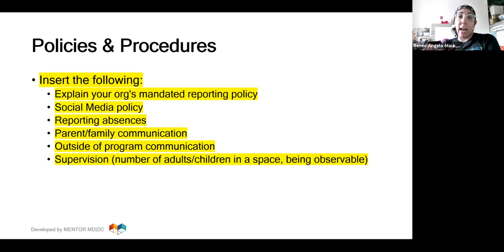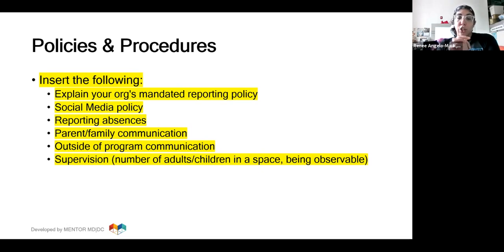Social media policy, again, with photos and releases, being sure that that's clear on both ends for kids and families and for mentors as well. Reporting absences, who do they talk to? Is there an expectation about avoiding absences and things like that? Family communication and outside of program communication, that is going to be very specific to your program. But it's a question that mentors are often already thinking about and asking about, so let them know.